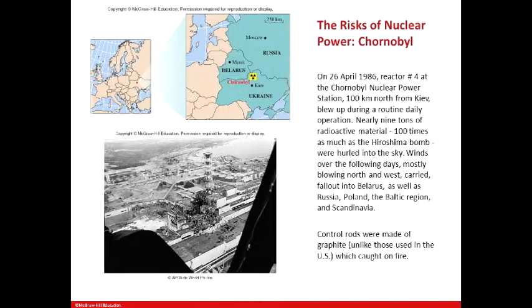And over the following days, winds mostly blowing northwest carried fallout really far, into the Baltic region. The control rods were made of graphite, unlike those used in the U.S., which are not graphite, and I forget what material the U.S. makes them out of. I should look that up again at some point. The graphite caught fire. The bottom line is the type of rods are very, very important to how the radioactive materials are contained. But this was basically a catastrophe of neglect.